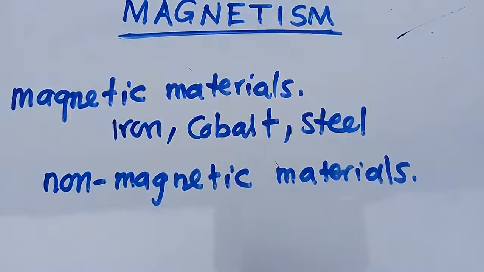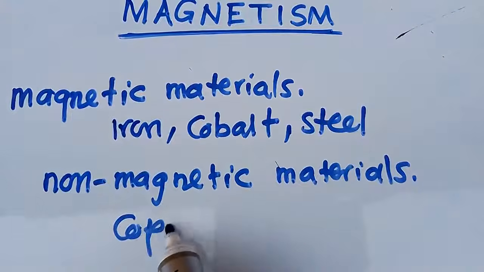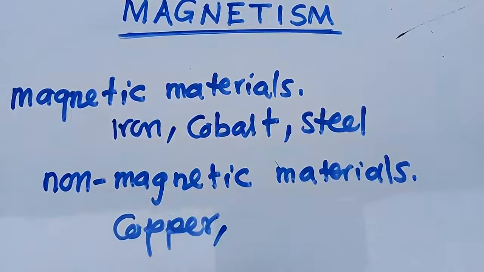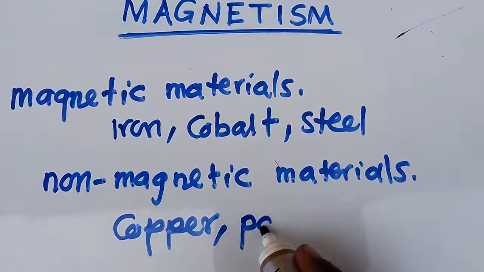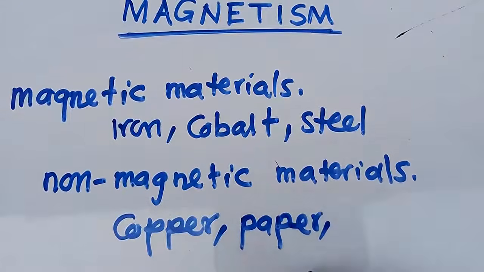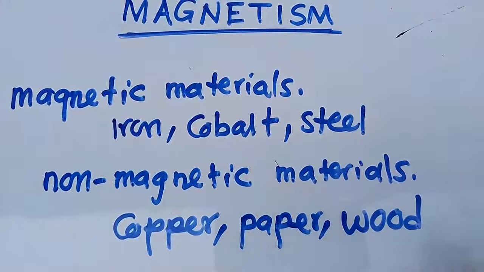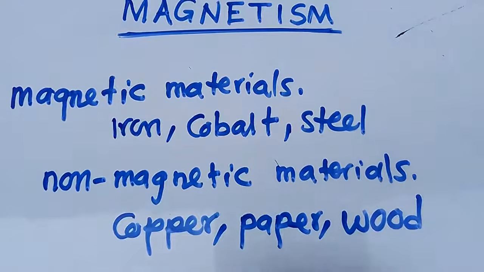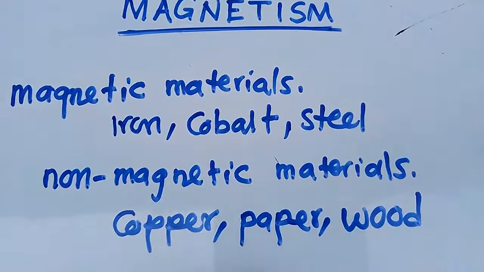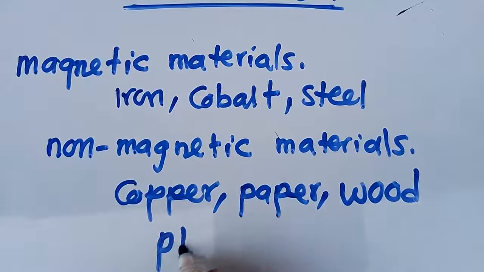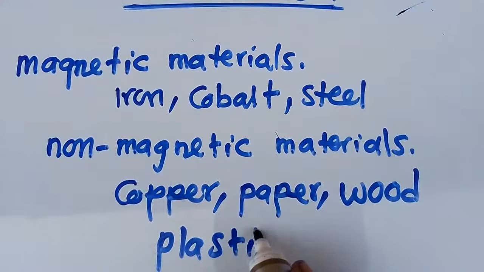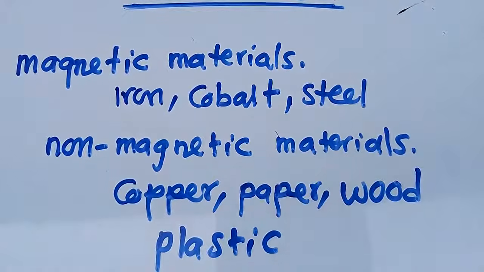What are some of these examples? We can talk of copper. We also have the common ones that we know. We can talk of paper, wood, and plastics. I believe we know them. All these are non-magnetic materials.